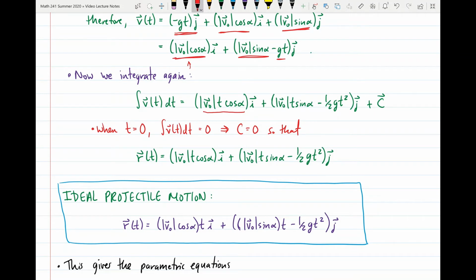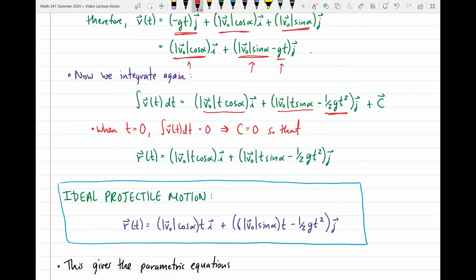And now for the j component, this magnitude of v naught sine alpha again is a constant. So we get the magnitude of v naught times t times sine alpha. And then we just have left the indefinite integral of minus g times t. That'll give us a minus 1/2 times g times t squared. And that'll be in the j direction.